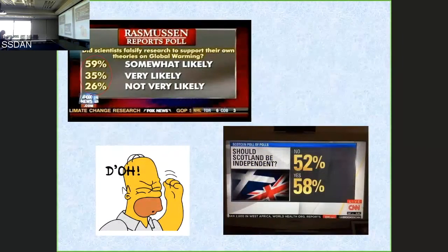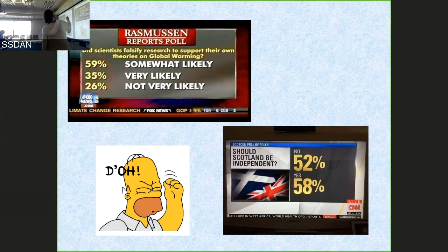So here is another example, some other examples from the news, actually. I've tried to be an equal opportunity pointer out of problems, because here I have Fox News, of course, which is conservative, and here I have CNN, I guess, which is kind of middle of the road, actually.